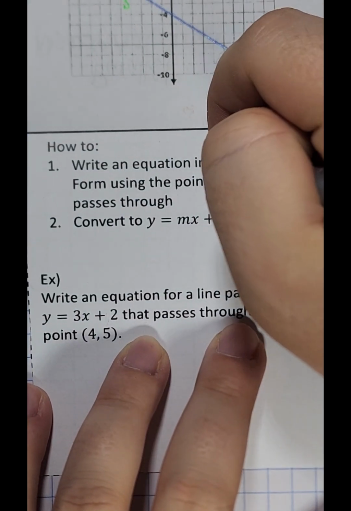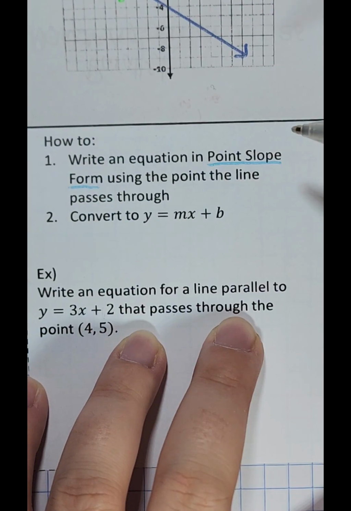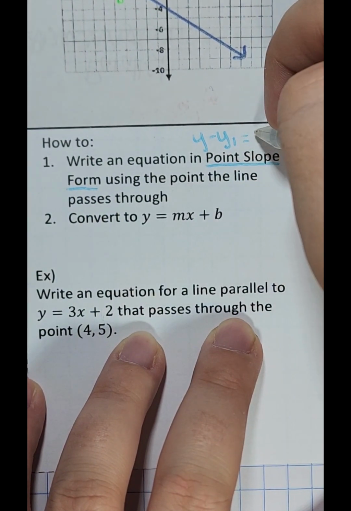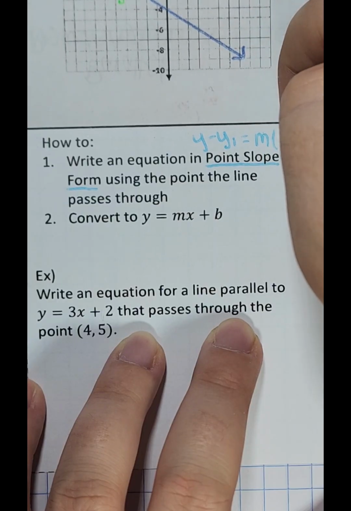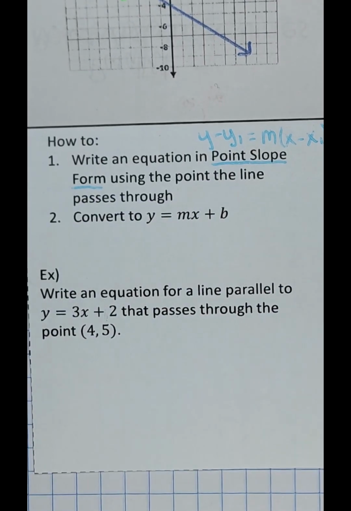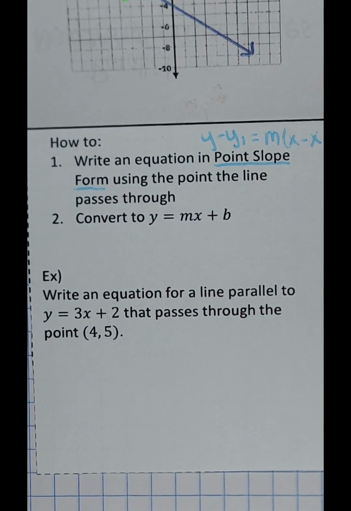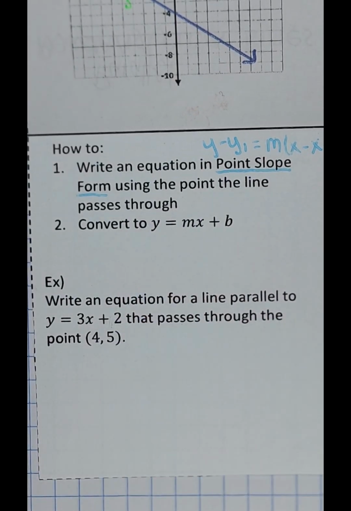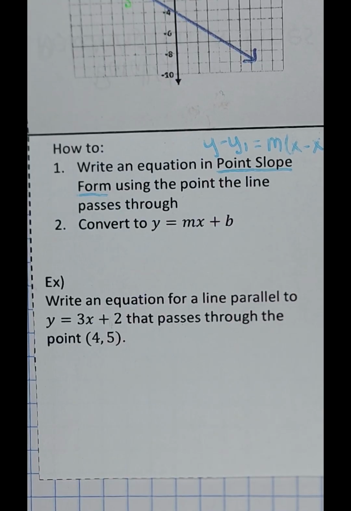So to do this, we're going to write an equation in point slope form, which, remember, point slope form, that is y minus y1 is equal to m times x minus x1, using the point the line passes through.